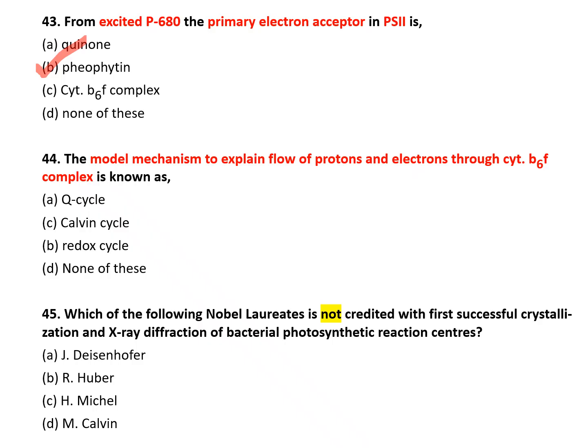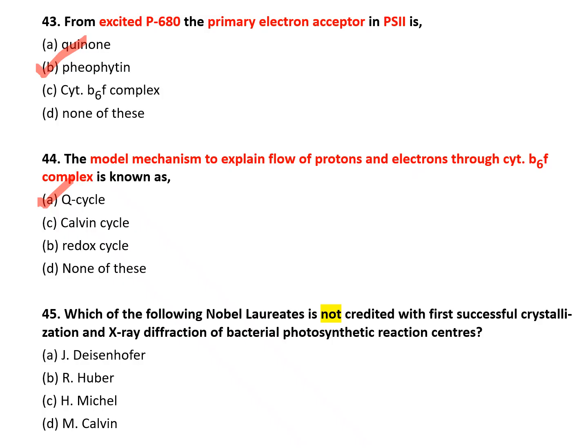The next question, number 44. The model mechanism to explain flow of proton and electron through cytochrome B6F complex is known as: option A, Q cycle; option B, Calvin cycle; option C, redox cycle; option D, none of these. The correct answer is option A, Q cycle.